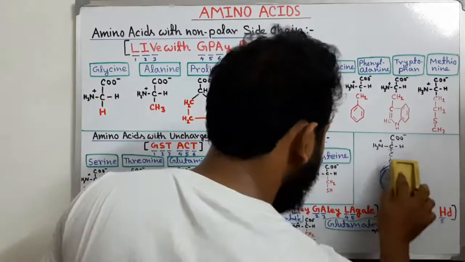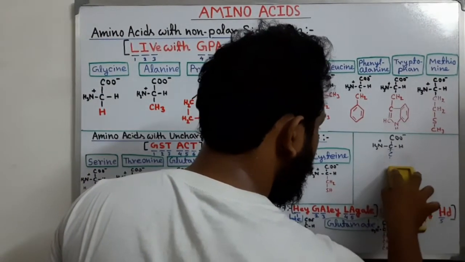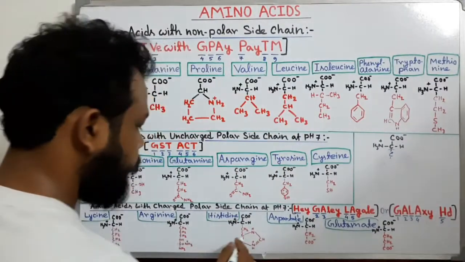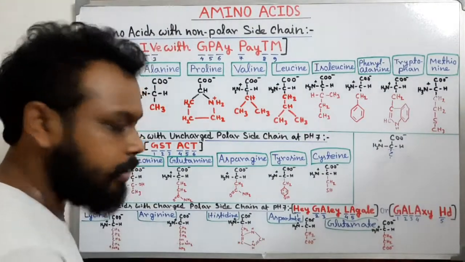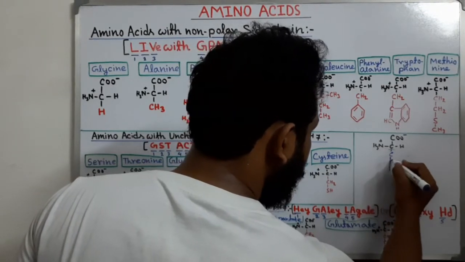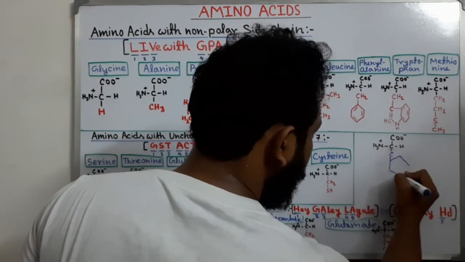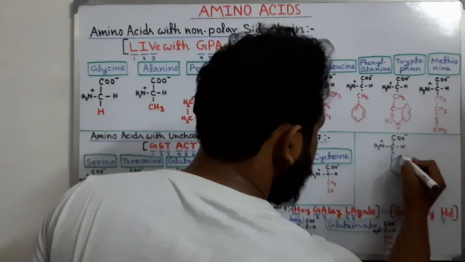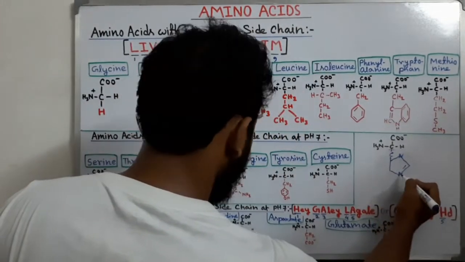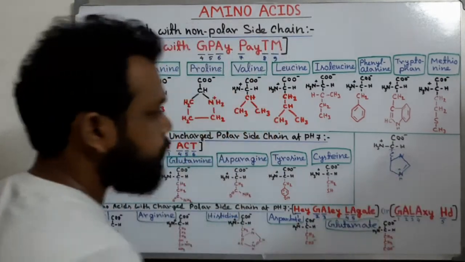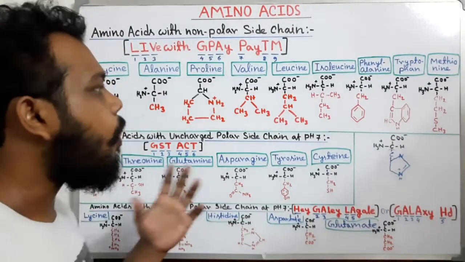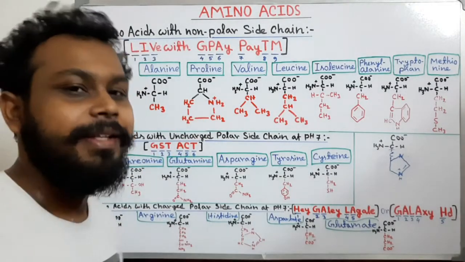And the last one is histidine. To remember the histidine structure, at first draw the structure of alanine, and next add this aromatic ring like this. So this is the structure of histidine. These are the easiest ways to remember all the structures of amino acids. Thank you for watching this video.